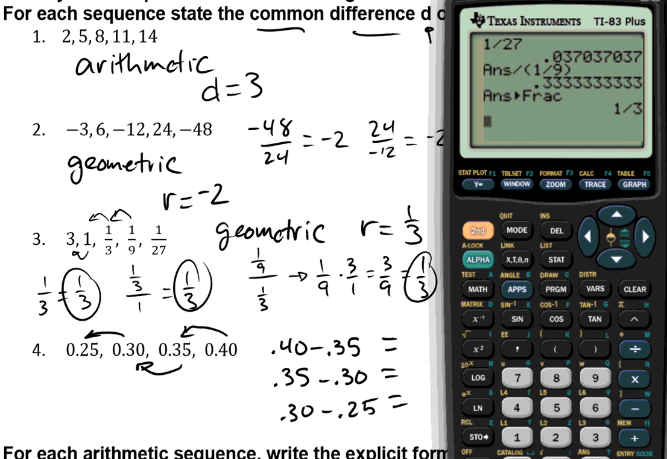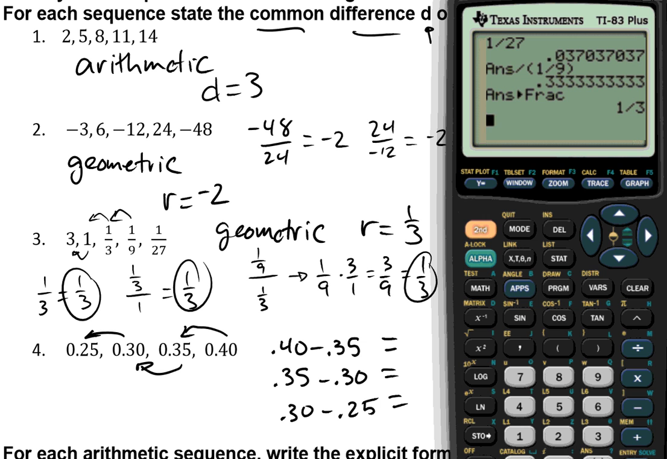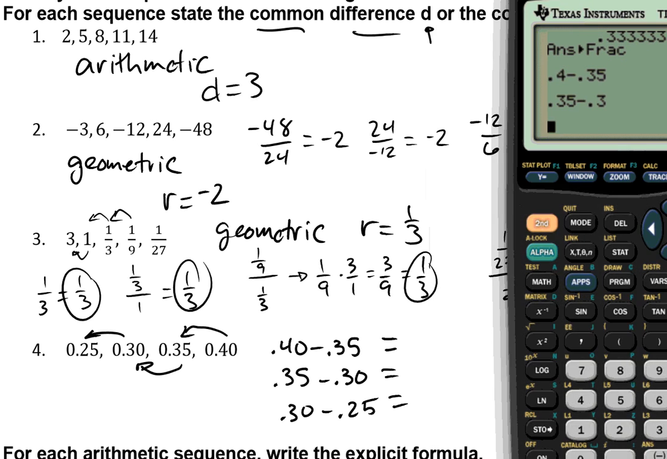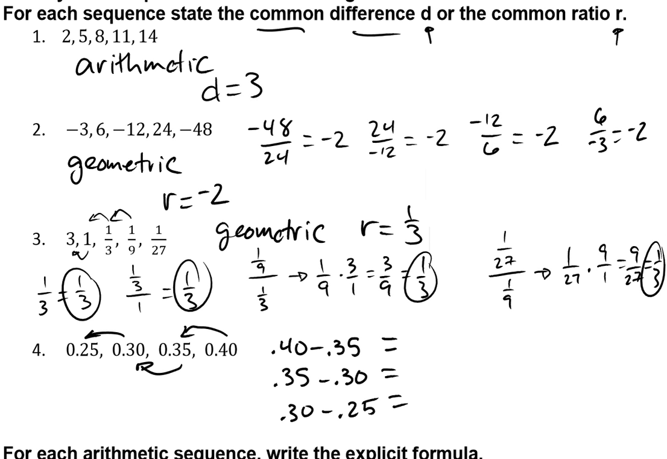I believe it's 0.05. So if I take the 0.4 and I subtract 0.35, I get a difference of 0.05. If I take 0.35 and I subtract from that 0.3, clearly it's 0.05. So my common difference is 0.05, and I almost made a terrible mistake, but caught myself. So this is arithmetic, and the common difference D is 0.05.